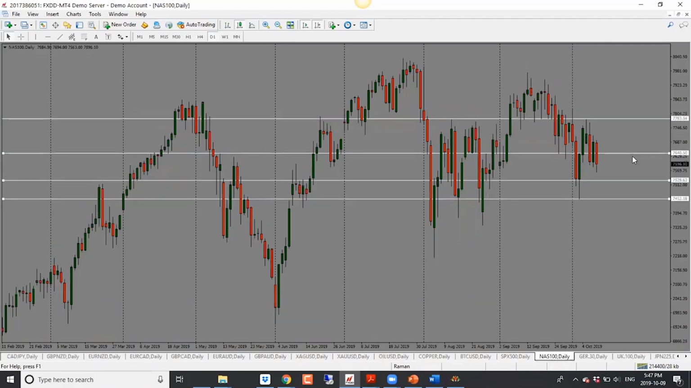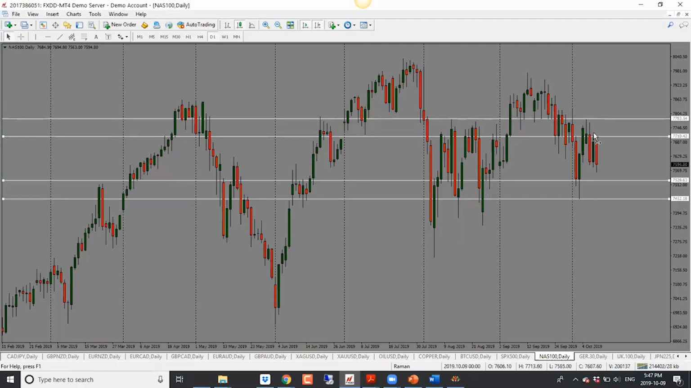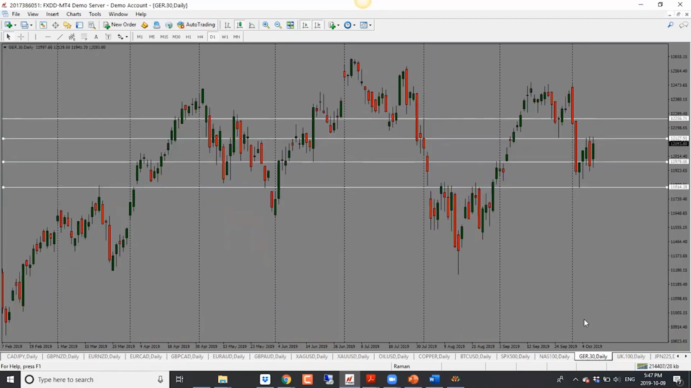NASDAQ, same thing here. Price had pulled back here, but now with that news, it's dropping. So I'm looking for a further drop towards 75.20. So bias is bearish for NASDAQ for the time being, but expect volatility here essentially.